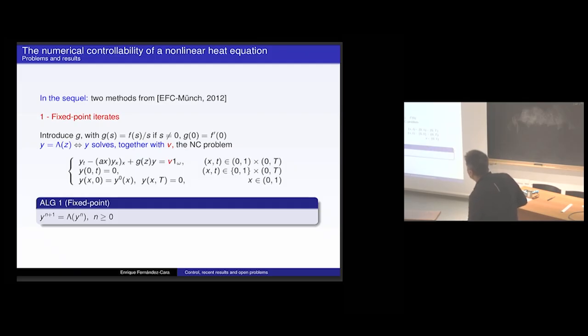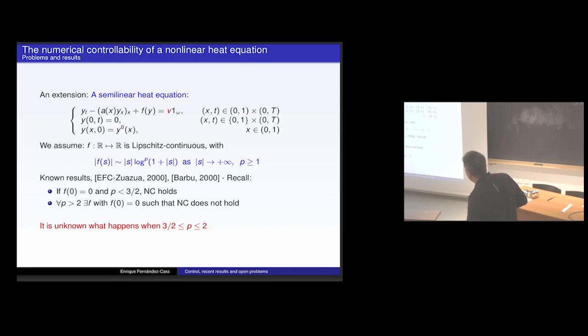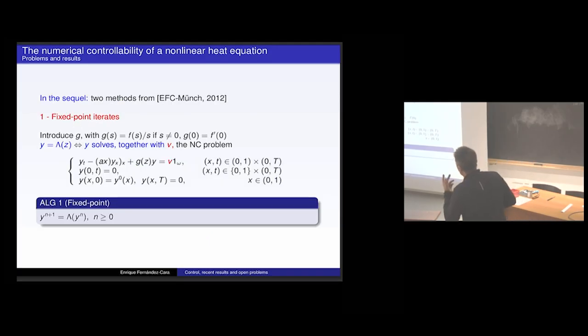I'm going to show what happens to the problem when we take p equal to 1.4, I think. Something very close to 3/2. We are going to show that for these values of p equal to 1.4, we are still able to find v such that y capital T is equal to 0. And we are going to do this in two ways.